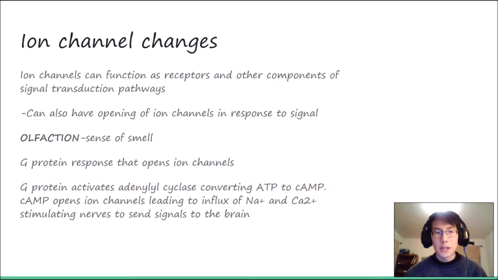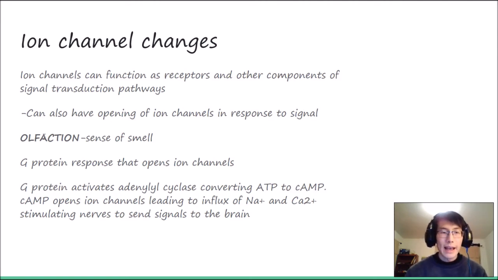Alternatively, you can have ion channel changes, and ion channels can function as receptors and other components of signal transduction pathways, and they can also have an opening of ion channels in response to certain signals. Olfaction is a big one here, and then also it can have G protein responses that can open ion channels, as well as G proteins that activate adenylyl cyclase. Remember that big enzyme adenylyl cyclase, which converts ATP to cyclic AMP, and that cyclic AMP can then, as a secondary messenger, open ion channels, which lead to influxes of certain ions like sodium and calcium that can lead to stimulation of nerves to send signals to the brain.